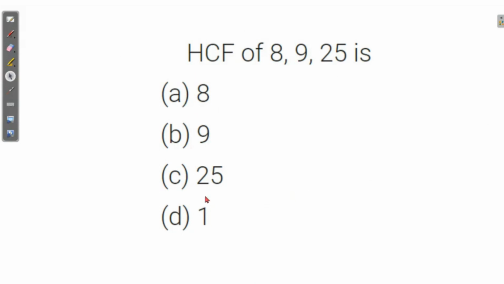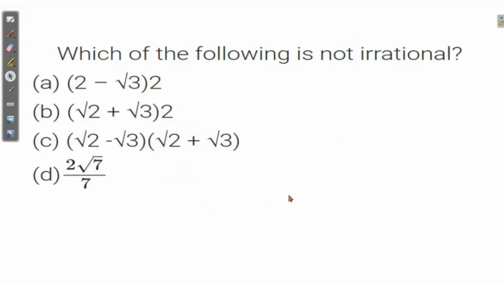But LCM will be different. If you don't have any common factor, not even a single common factor, then for the LCM, the least common multiple, you need to multiply all the 3 numbers together and you'll get the LCM. This is one trick. If there is nothing common, not even a single common prime factor, then HCF will be 1 and LCM will be the product of all 3. Okay? Remember this.